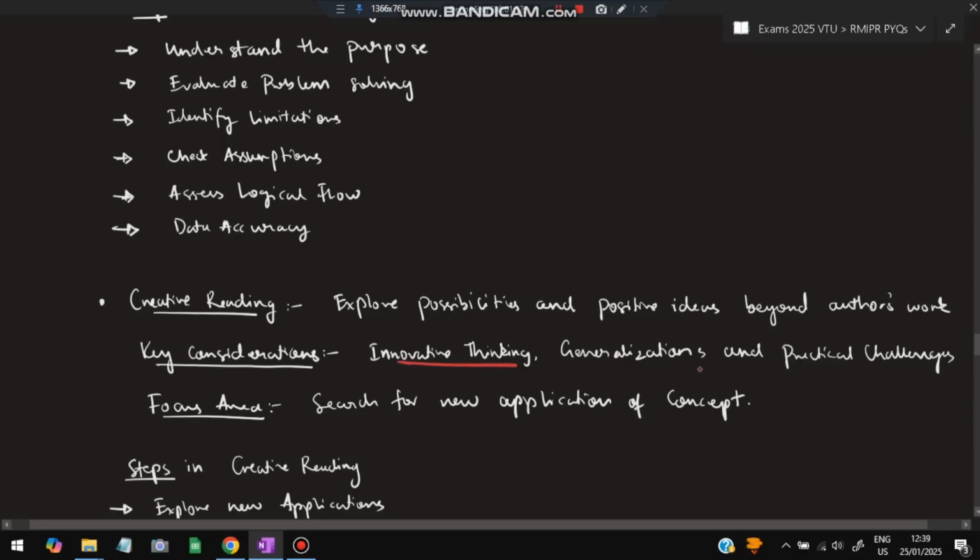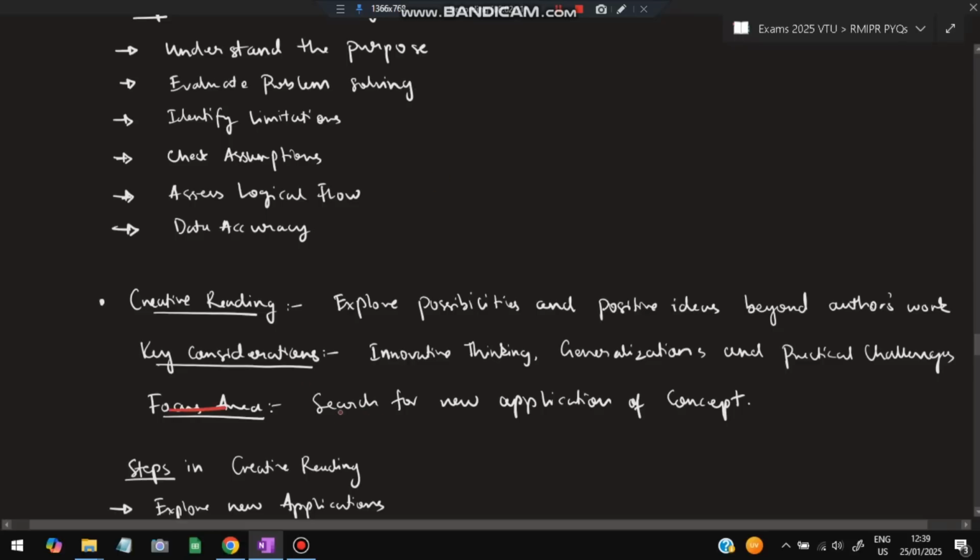Innovative thinking, generalization. What is the general lesson from the paper? The moral of the story, we say, right? Like that, what is the main thing the paper is trying to say? We are trying to generalize it and make it better. Practical challenges: what are the practical challenges we are facing, and how can we overcome them? All those things are considered under creative reading. It is like making the paper better, whereas critical reading is judging and making the paper more accurate, checking if it is right or not.